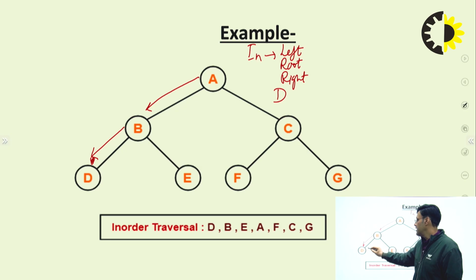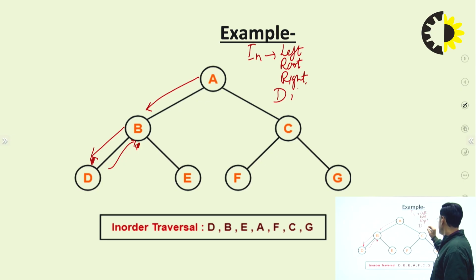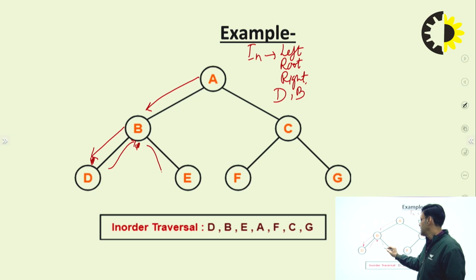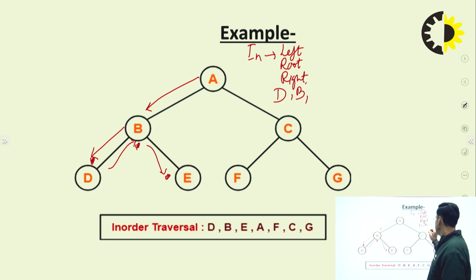After D, priority is given to the root. We will print the root, B. Then at last, the rightmost node of the left subtree, E. We will print E.